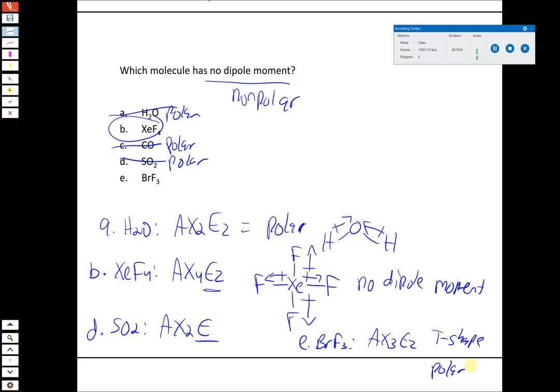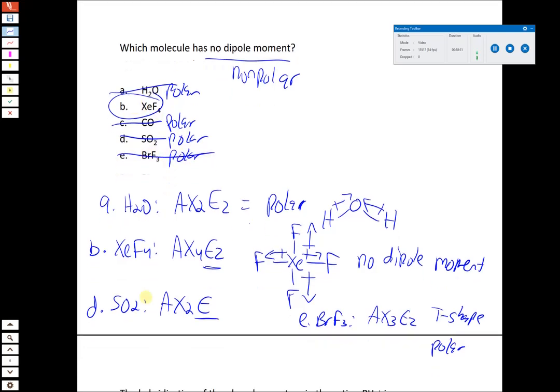But AX3E2 is a polar geometry, T-shape. They don't all cancel out, so that's going to be polar as well. So again, the only one that works then is choice B, which is nonpolar.